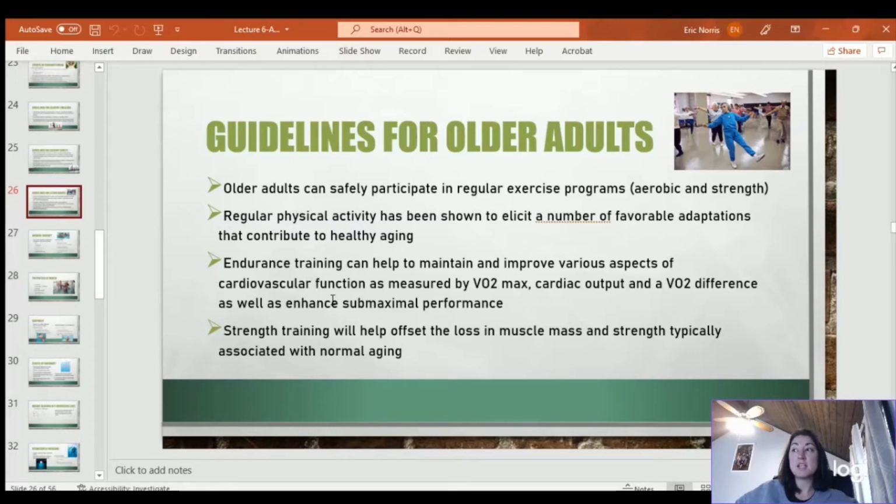Endurance training can help maintain and improve various aspects of their cardiovascular function as measured by the VO2 max, their cardiac output, and the oxygen difference, as well as enhanced sub-maximal performance. So it helps them to actually get in better shape. Strength training also can offset the loss in muscle mass and strength that are associated with normal aging. Remember, if you maintain a healthy lifestyle, you can kind of counteract those results of aging.